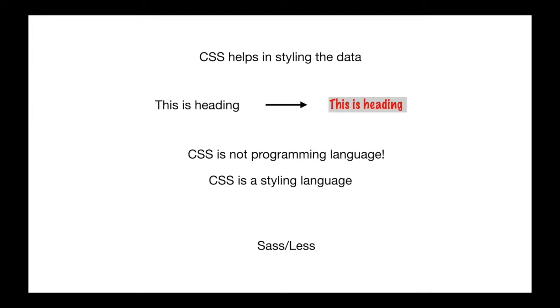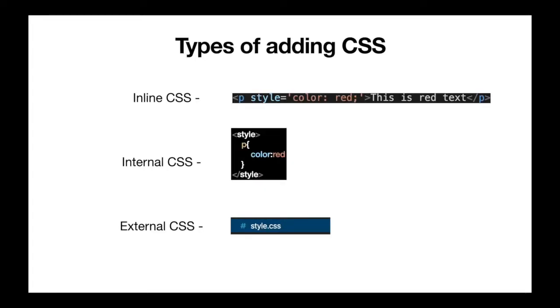In order for us to add styling to our data, we can use CSS in three different ways. So first is inline CSS, where you can directly assign property inside the tag. Then we have internal CSS. So whatever properties that you want to assign, you can create a style tag, and inside that you can feed all this information. Generally, this style tag can be found inside head tag.